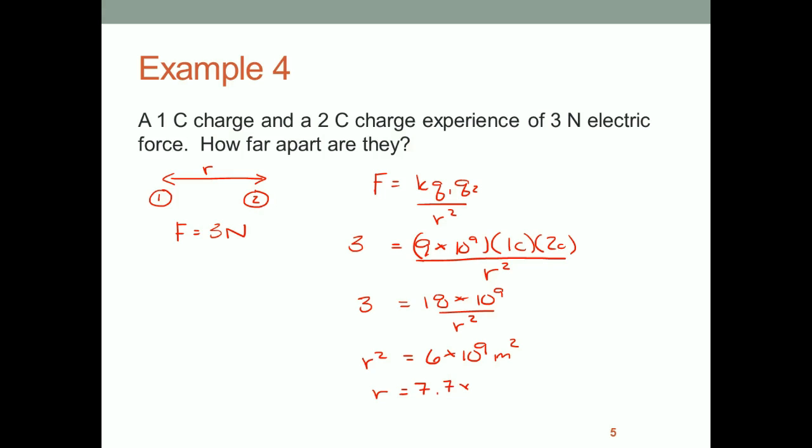They are 7.7 times 10 to the 4th meters apart. So we had small charges, actually those are fairly large charges, separated by 77 kilometers, so really, really far away, gives us a 3 Newton force. So when I say that the electric force is actually a fairly big force, you can see what I'm looking at here now.